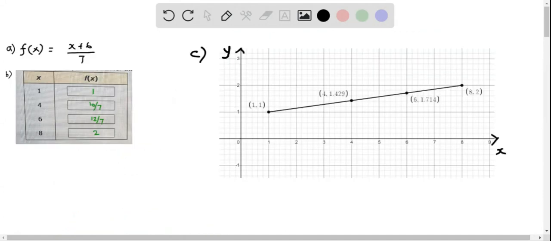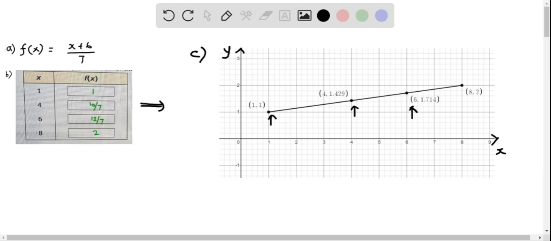In part C, we determine the graphical representation of the function. So it's basically we just have to convert this numerical representation to graph. So we use this table information and plot all the points in the coordinate axis, xy coordinate axis. So the first point is 1 comma 1 and the second point is 4 comma 10 by 7. This is the second point, 4 comma 10 by 7. This is given in decimals.